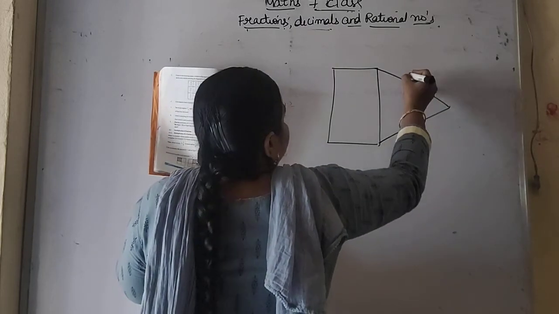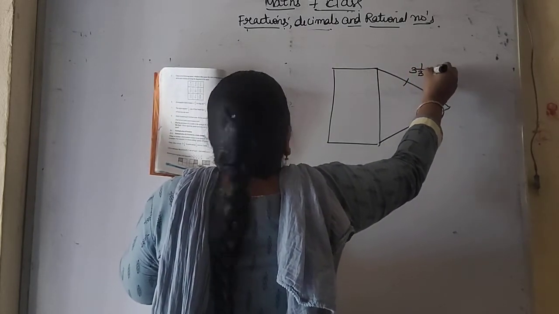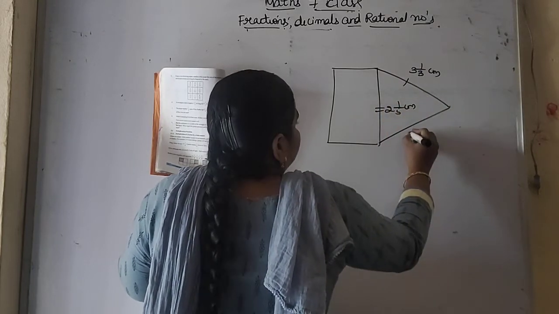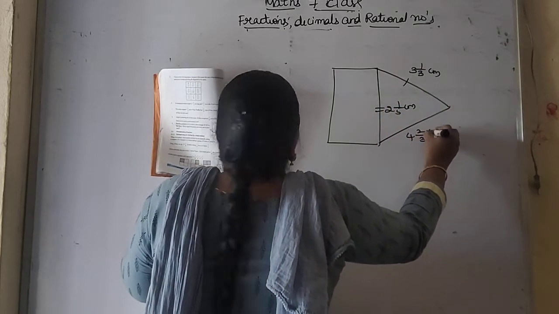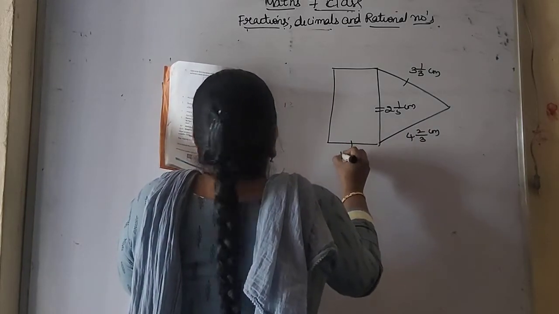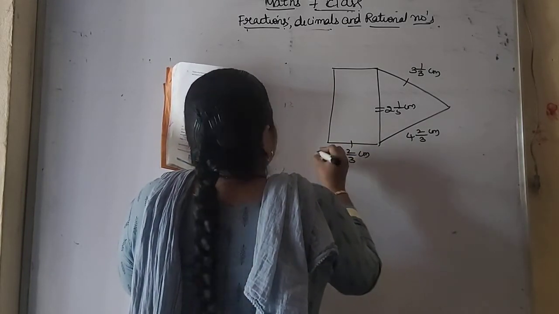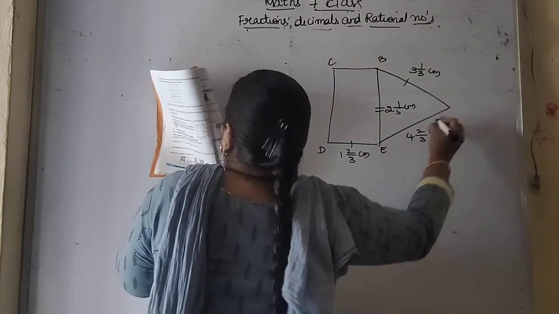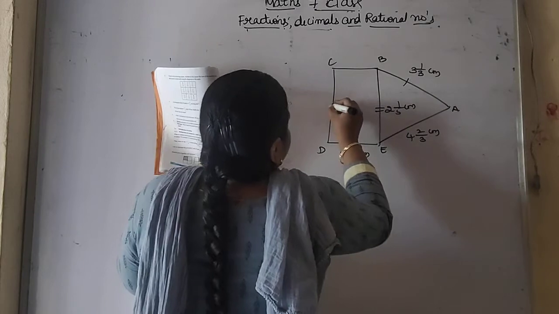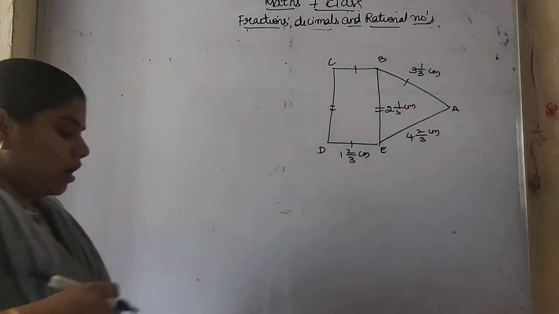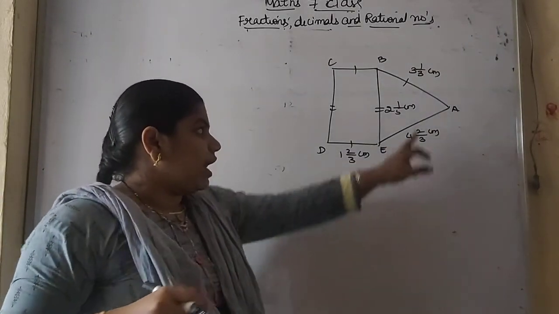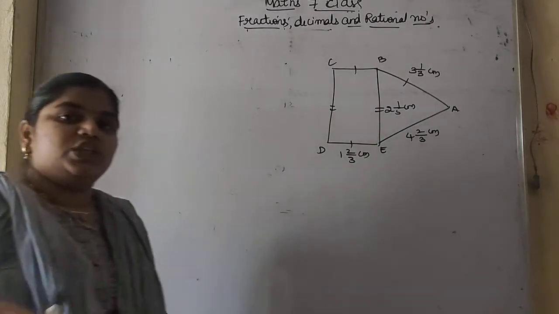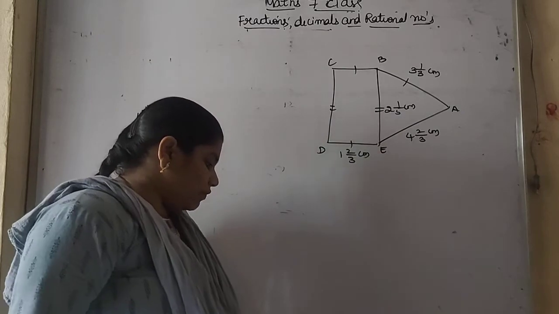Here they have given this side is 3 1/3 centimeters, this is 2 1/5 centimeters, this part is 4 2/3 centimeters, this is 1 2/3 centimeters. So D, C, B, E, A. Now we have to find the perimeter of a triangle as well as the perimeter of a rectangle, and which is greater and by how much.